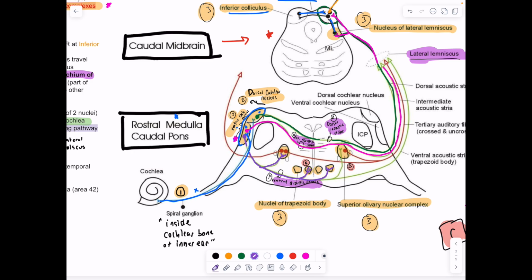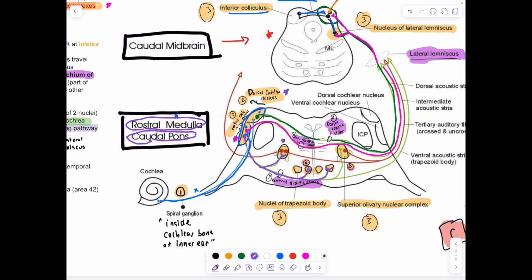Right here, we see where the cochlear nuclei are part of the rostral medulla. Then the superior olivary complex is part of the caudal pons, right? So I don't know why exactly that. Perhaps it's easier to show it this way. It is a little bit of a challenge to visualize this, though.